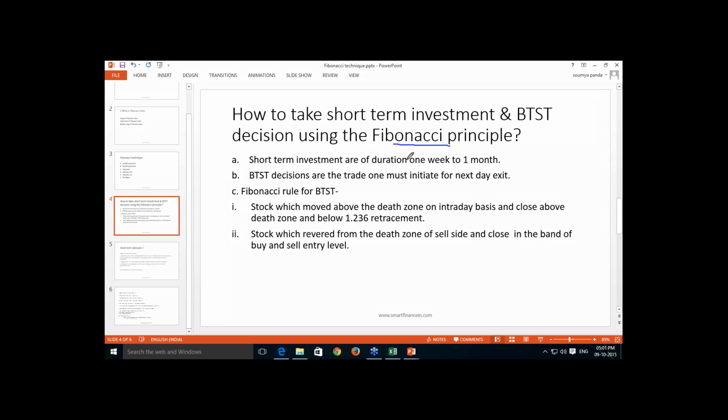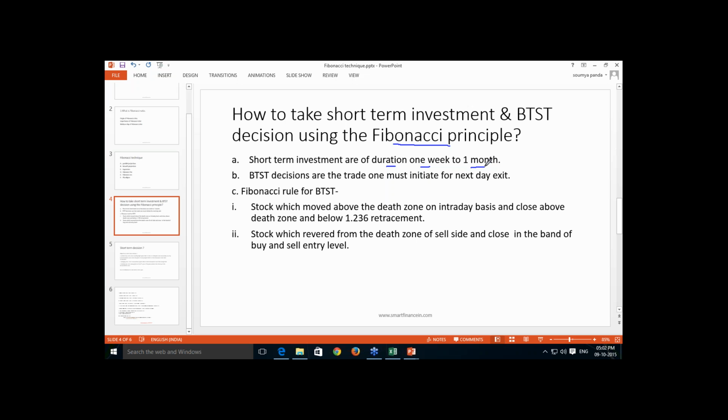and based on that we will design our trading habit. Whenever we talk about short-term investment, the duration of your investment varies from 1 week to 1 month. And a BTST decision, or STBT decision, means today you initiate the trade and the next day you exit the trade.